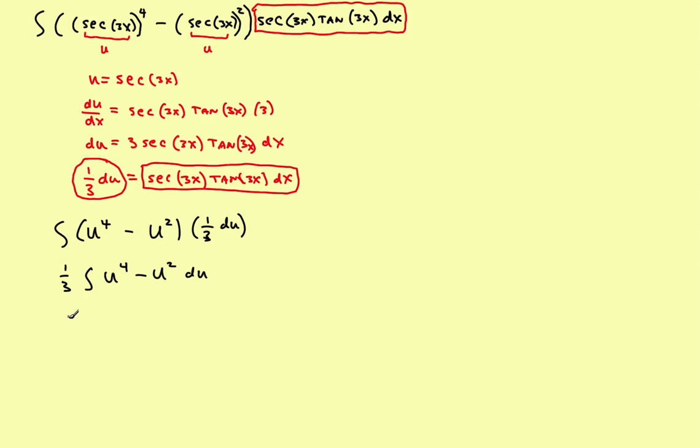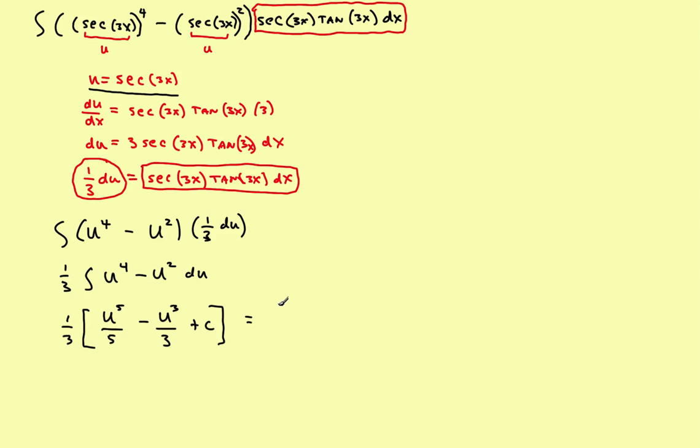And go ahead and find those antiderivatives. So this would be 1/3 of, and this would become u to the 5th divided by 5 minus u cubed divided by 3. And then don't forget to tack on a plus c. And you're almost finished. So now the last step is to distribute that 1/3 and change the u's back into what they're equal to. And just a reminder, u is equal to the secant of 3x.